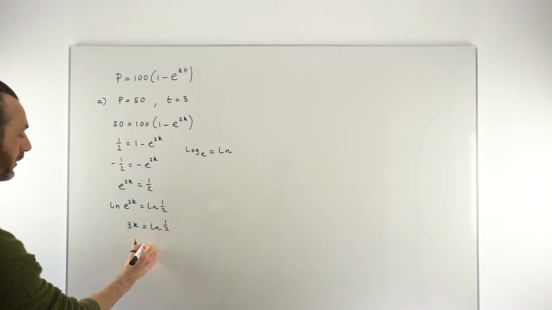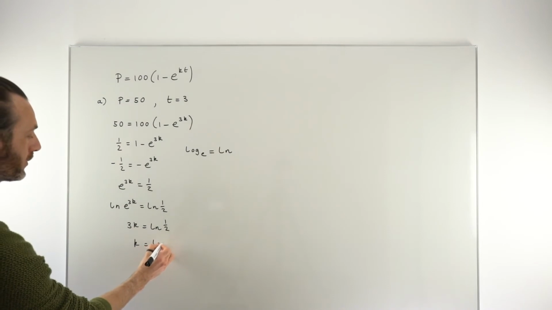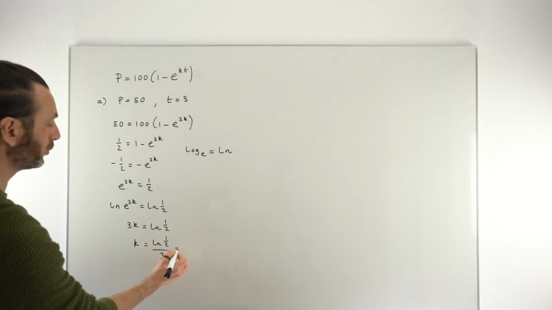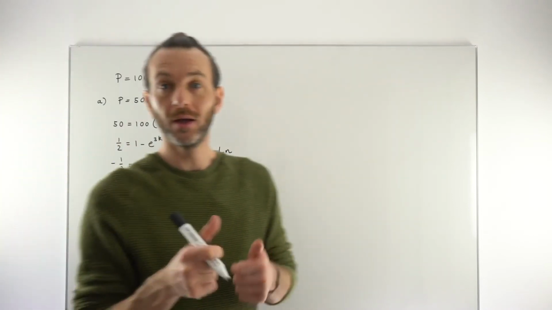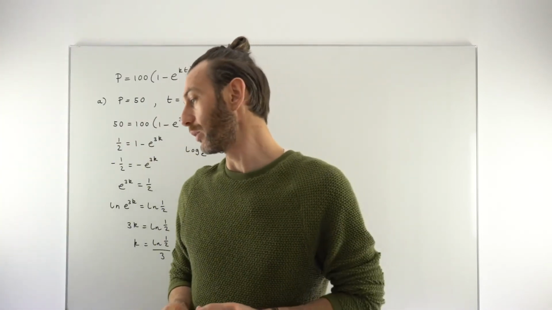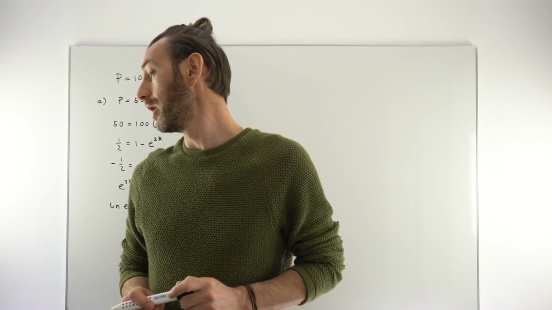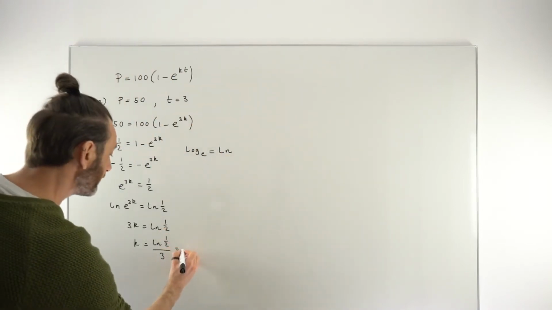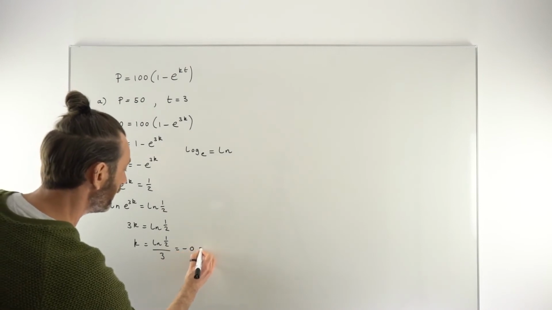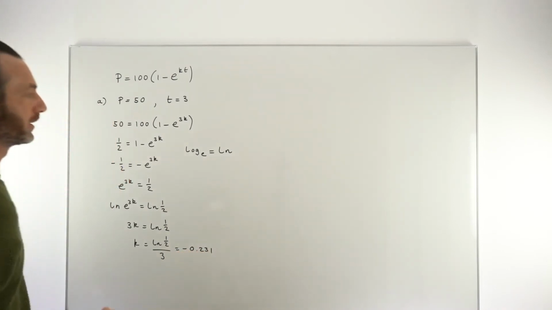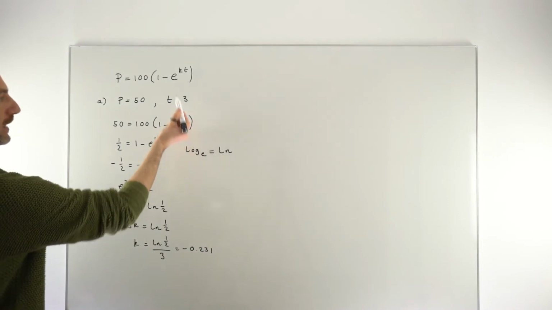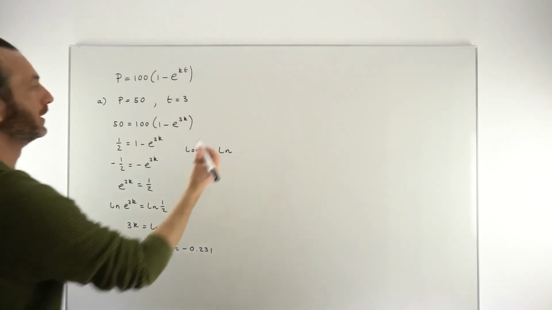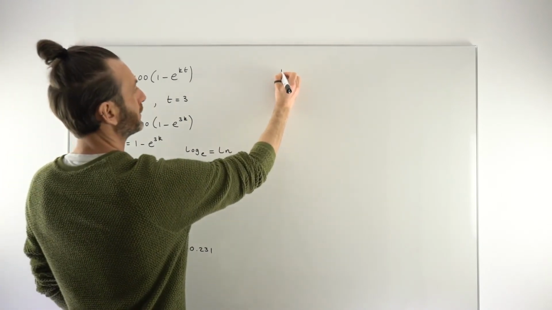This is a calculator question, so we just do ln of 1/2 divided by 3. No way to do that manually, so you just need to put that in a calculator. I did this one earlier, and it comes out to be minus 0.231. Which is quite typical in these questions for the value in the power to be some weird value. So that basically tells us now we can update our formula.